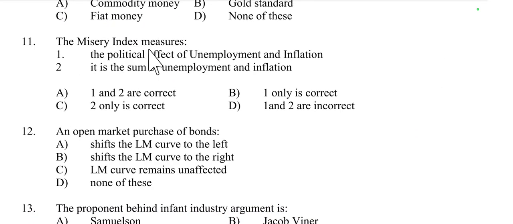Question number 11, the misery index measures. What does the misery index measure? First one is the political effect of unemployment and inflation. Second, it is the sum of unemployment and inflation. Yes, the misery index measures the political effect of unemployment and inflation, and it is the sum of unemployment and inflation. So 1 and 2 are correct. The misery index measures the combined effect of unemployment and inflation on the economy. It is calculated as the sum of the unemployment rate and the inflation rate. The index is often used to assess the overall economic discomfort experienced by individuals, and it can also have political implications. So here options 1 and 2 are correct.